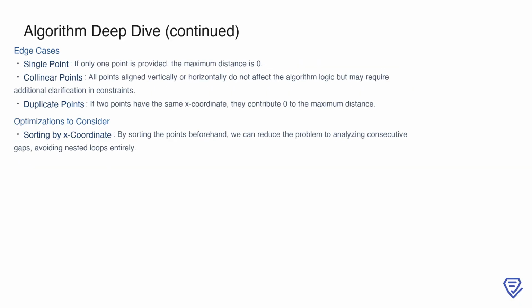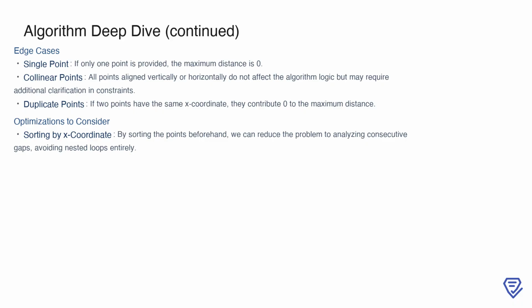Finally, let's address some edge cases and potential optimizations. If the input contains only one point, the maximum distance is 0, since there are no pairs to compare. For collinear points, such as those aligned vertically or horizontally, the algorithm remains unaffected but may require additional clarification in the problem constraints. Duplicate points, where 2 points share the same x-coordinate, contribute 0 to the maximum distance since the gap is non-existent. To optimize the brute force approach, sorting the points by their x-coordinates is highly effective.